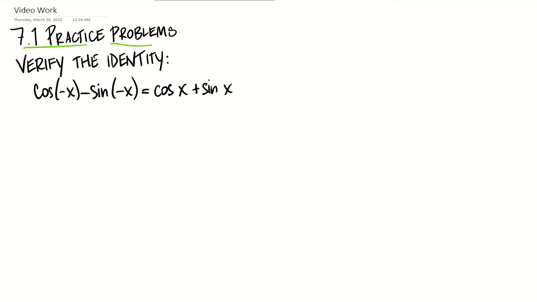Actually, let me explain what's happening here. You have an identity where you have cosine minus sine and cosine plus sine. It looks simple enough, but there's a big problem here. Our problem is that this term and this term have angle measures of negative x, whereas these angle measures are positive x. That is not okay. We cannot work with our problems like this.